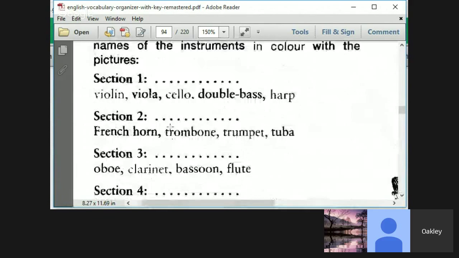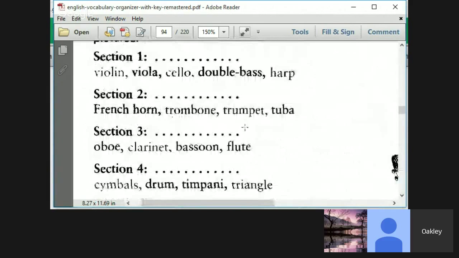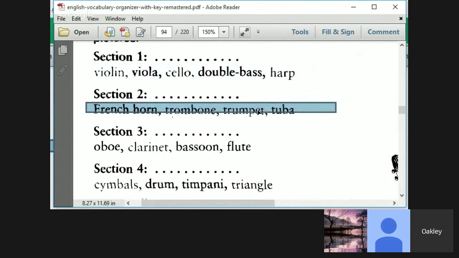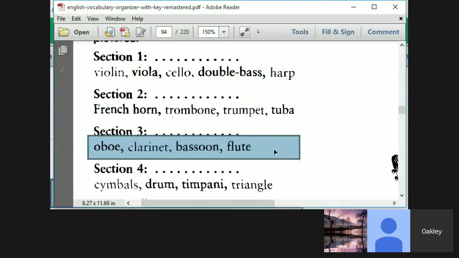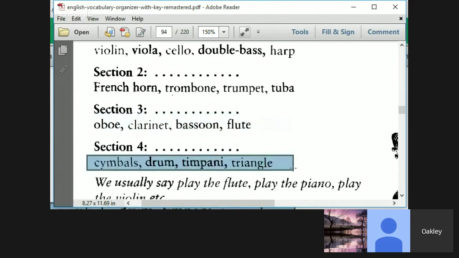Okay, we have these four sections: string, woodwind, brass, percussion. Some things are very obvious, like guitar and violin, which have strings. French horn, trombone, and trumpet are brass. They're made of brass. Woodwinds, you blow into. They have a reed, the part near the mouthpiece that vibrates and creates the sound. And finally, percussion, you hit things to make a rhythm sound.